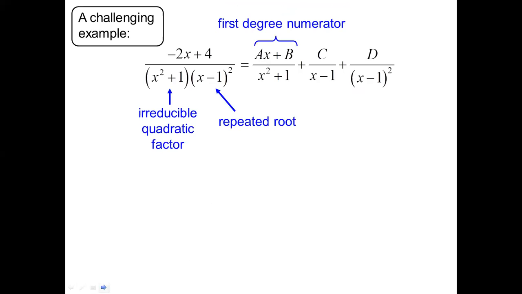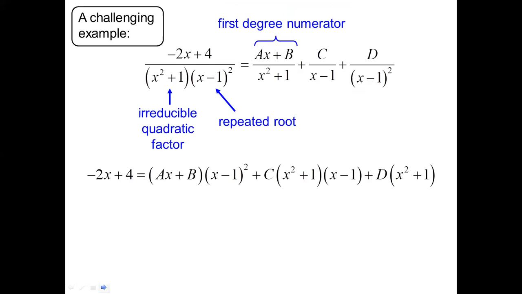Okay, so if we continue, this is what I'm saying. It's linear. Your numerator is first degree. If we continue, this will be the resulting expression. Multiply the entire equation by the common denominator. So naturally, the left side would be negative 2x plus 4. This one does not have the quantity x minus 1 squared.